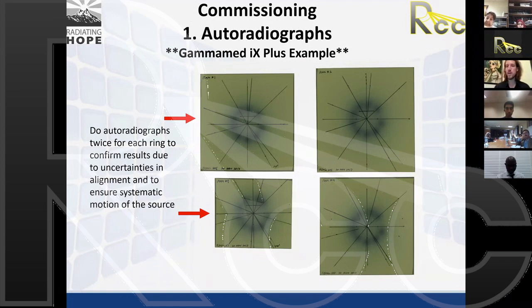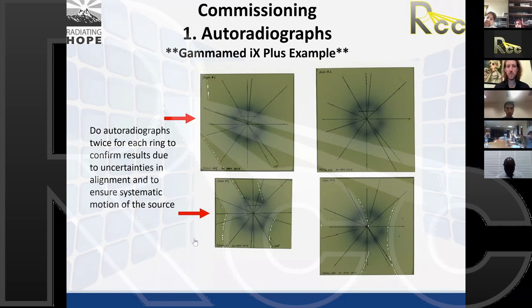So I've done two autoradiographs for each ring. And this confirms uncertainties due to alignment and my own positioning in the film, and also ensures systematic motion of the source. So it's a good thing to run it twice. Note that I've drawn lines through each of these dwell positions, and I'll show you how we can relate this to the treatment planning system dwell positions in a couple slides from now.